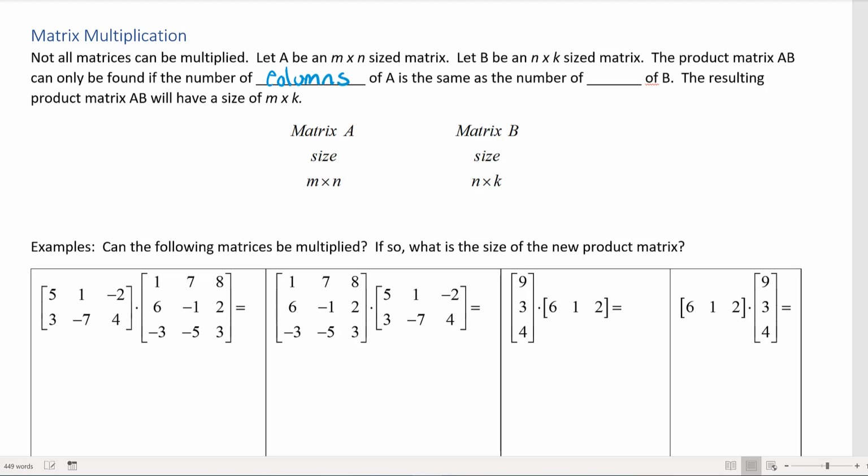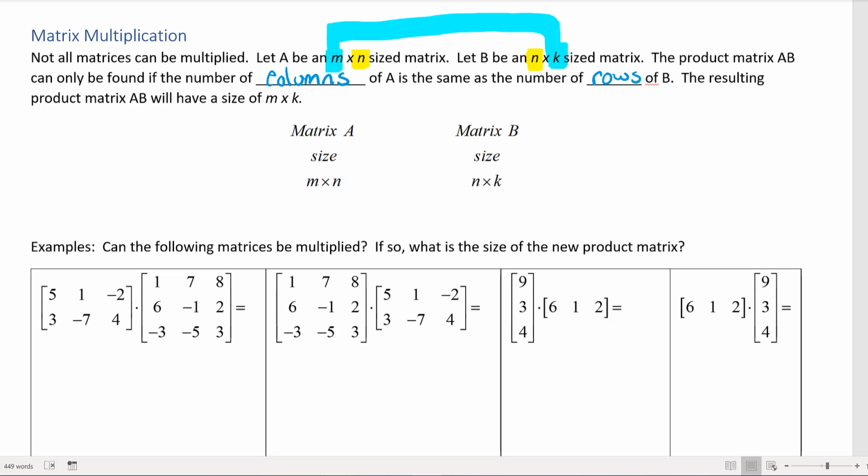The product AB can only be found if the number of columns of A, which I'm going to highlight here, is the same as the number of rows of B. The resulting matrix product will have a size of m by k. So that is the first and the last here.